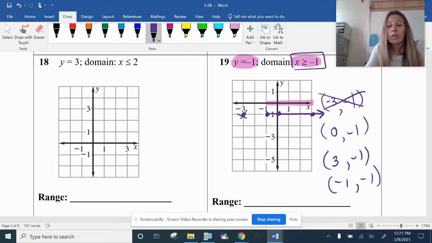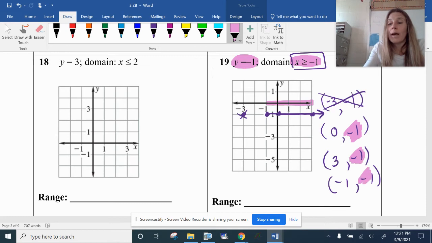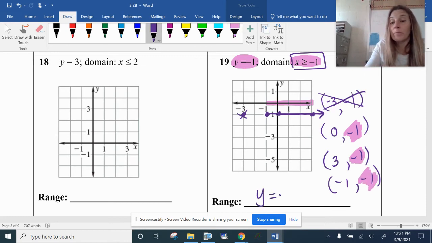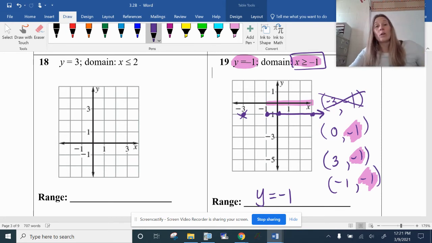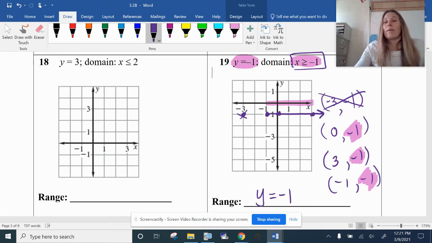Now my range is all the y values. Well, all of the y values have to be, what? If this is y equals -1, then we know all the y values are -1. So they're basically giving you the range here, just like in an x equals equation, they're giving you the domain. There's only one possible x value that you can have.